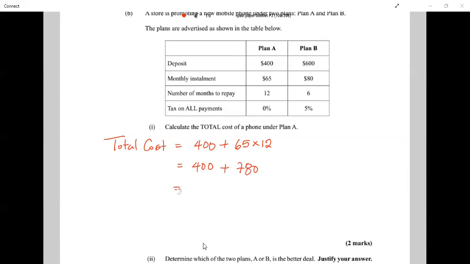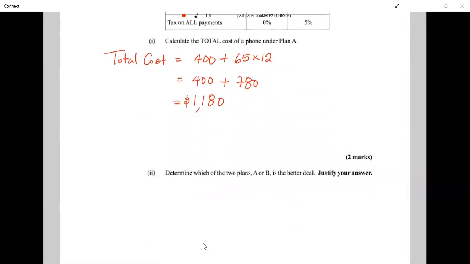So this is 400 plus 780. This is 1180. All right, so the total cost under Plan A is $1,180. All right, next we're asked to determine which of the two plans, A or B, is the better deal.